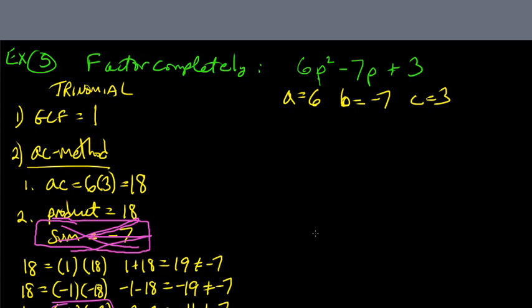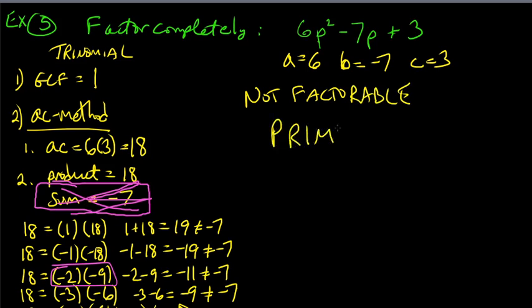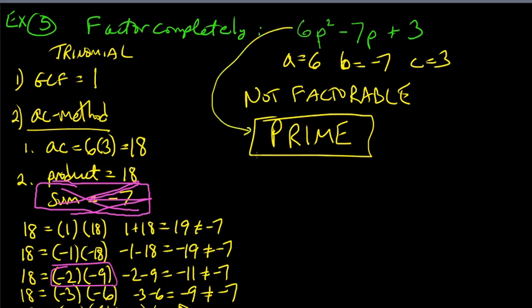So that's it. There's no way to do this, right? This is not factorable. Or we use the word prime to describe a polynomial that cannot be factored. So this is an example where the polynomial, the trinomial here is prime.